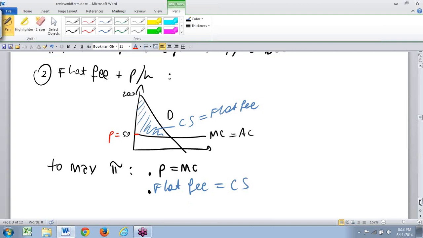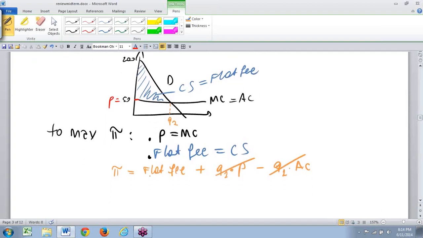In this case, let's see what are going to be the profits. Profits are equal to, remember, the flat fee plus price times quantity, where the quantity is this Q, let's call it Q2. So plus Q2 times price minus the cost, that is equal to Q2 times AC, right? So basically these two terms are the same, so they are going to disappear, so that the profits will be equal to the flat fee, that is equal to the consumer surplus. So this area is your profits now.